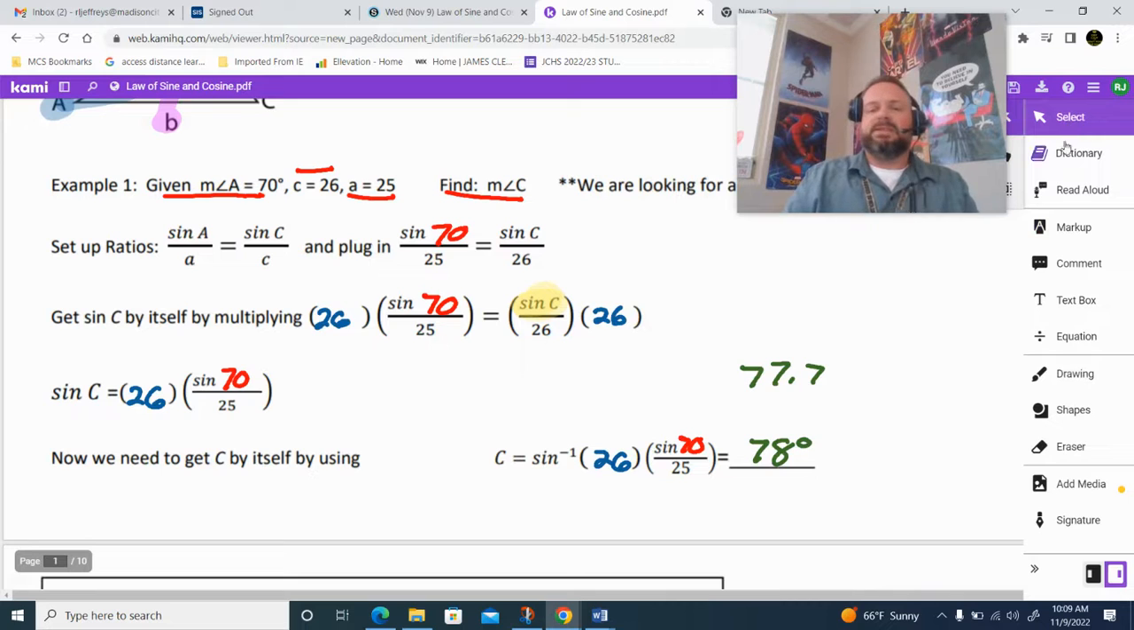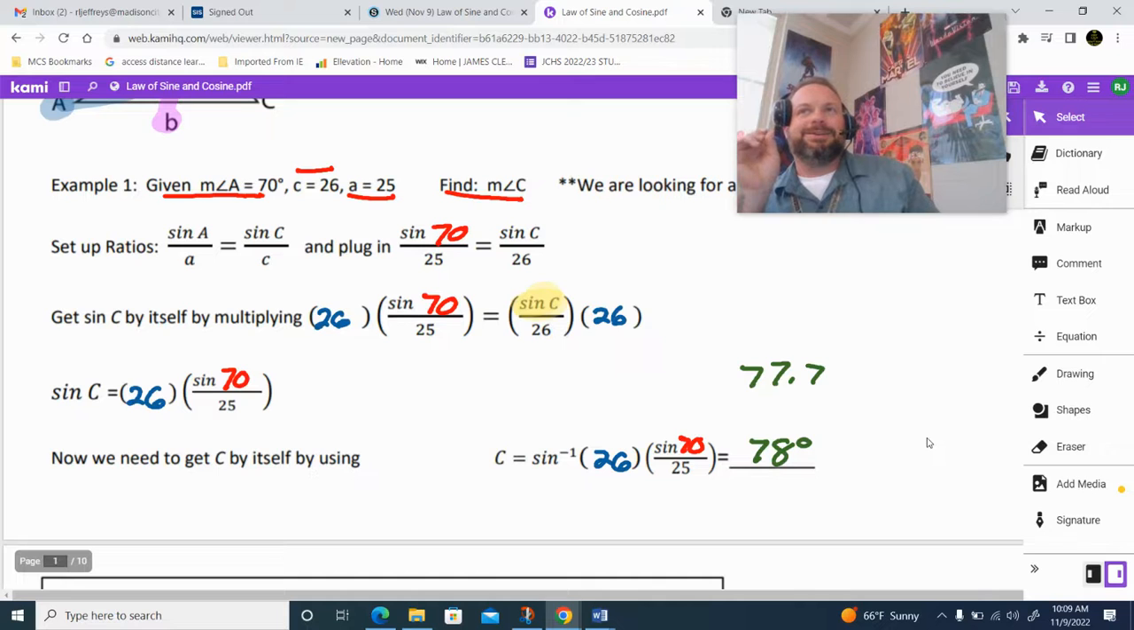Is everybody good with this? Has everybody got this first example? When I said got it, I mean, do you have it written down? Not do you fully understand it. The sine inverse thing is what got some people. Am I seeing it? Yes. Setting up ratios, cross multiplying and dividing.